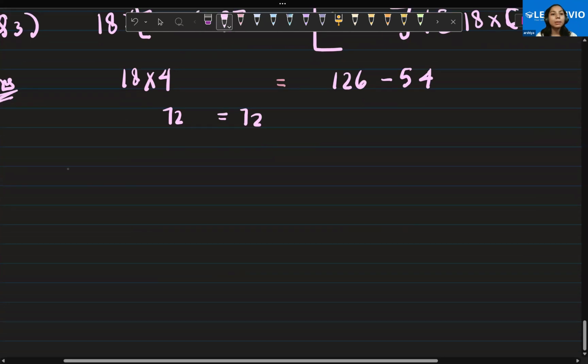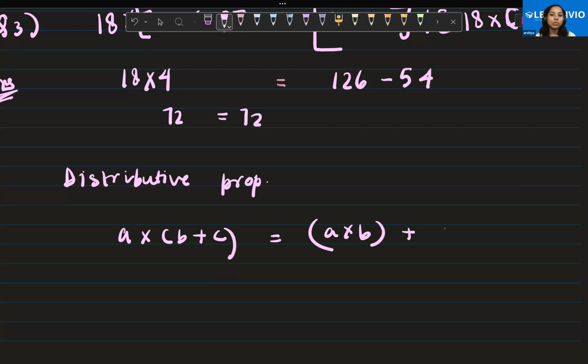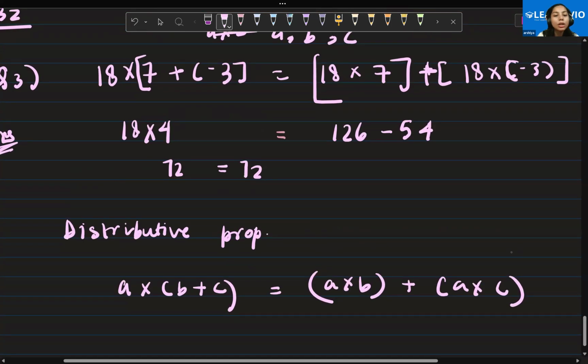Now I'm saying that we have a property called the distributive property. In the distributive property, the property goes like A into (B plus C). This should be equal to A into B plus A into C. So this is what the property is.